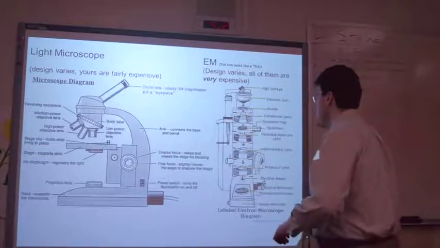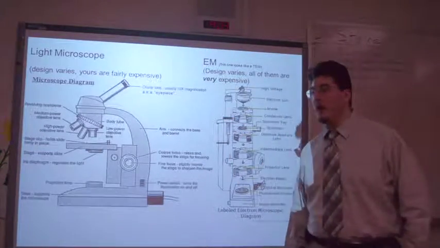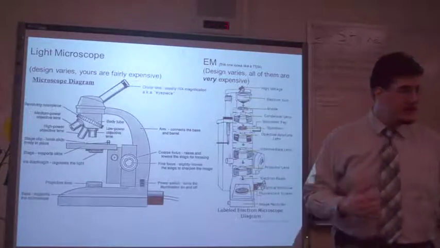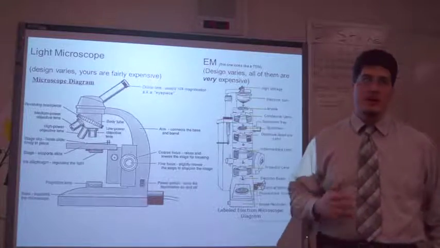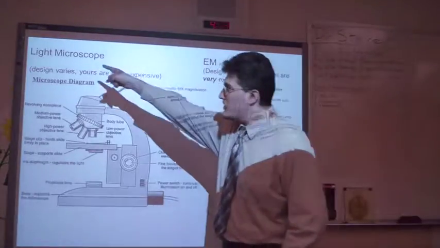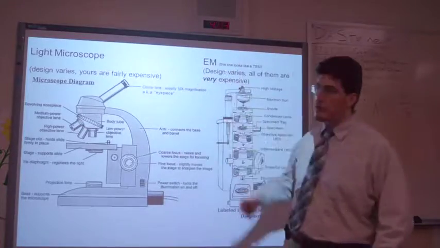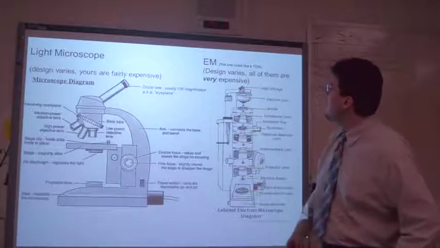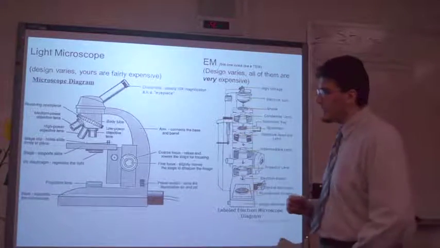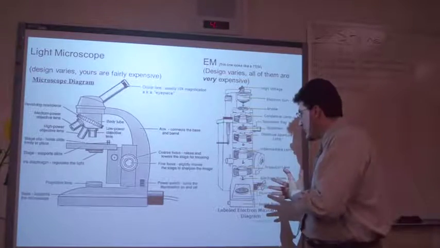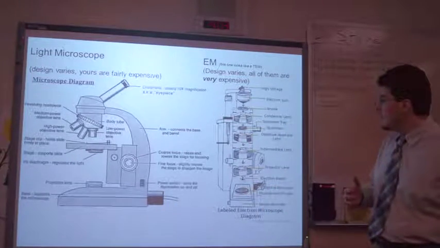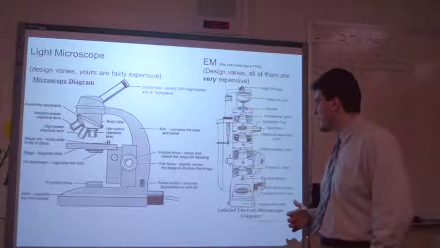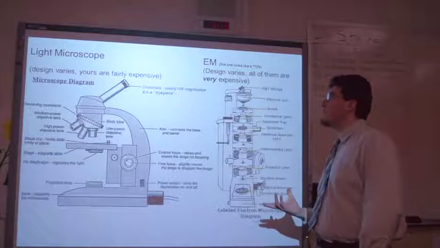All right? An electron microscope, we do not own one of those, and we never will. An electron microscope, instead of using light to view an image, it uses electrons. Light microscope uses light to view an image. Electron microscope uses electrons to view an image. Unsurprising. The design varies, but they're all extremely expensive. So, this is a sample of probably a transmission electron microscope. Yeah. This is a transmission electron microscope example.